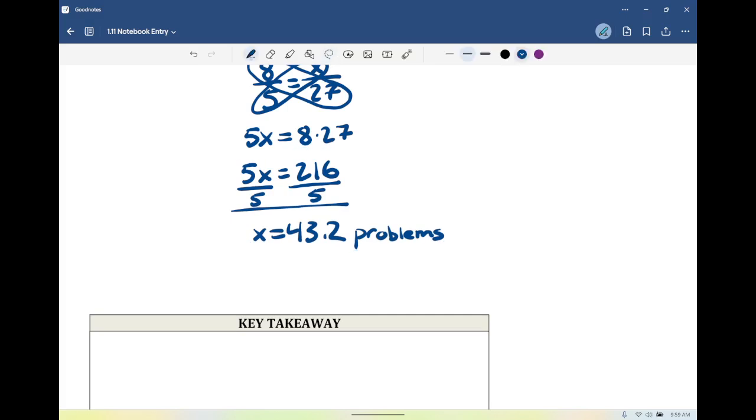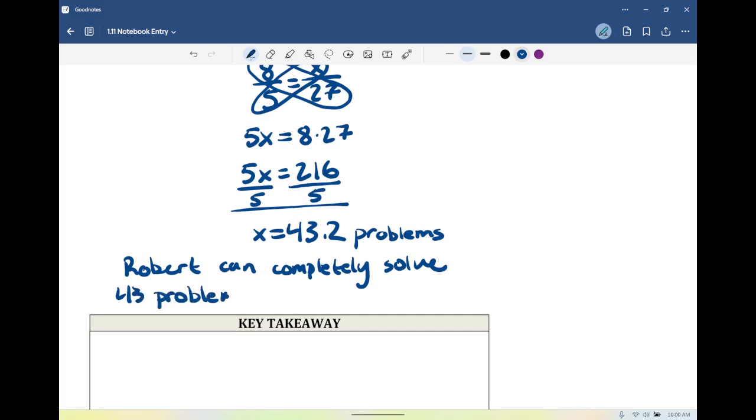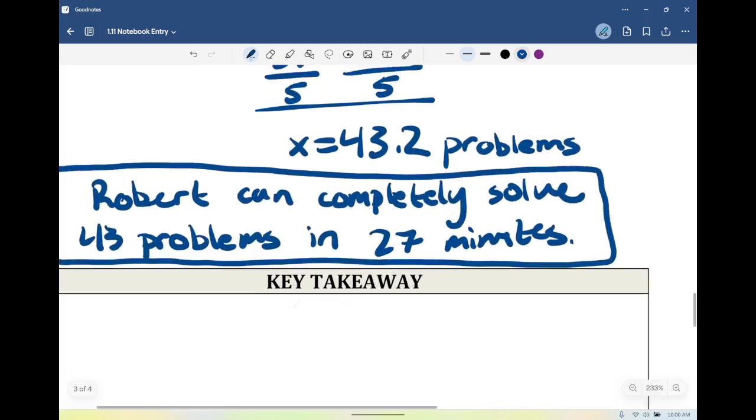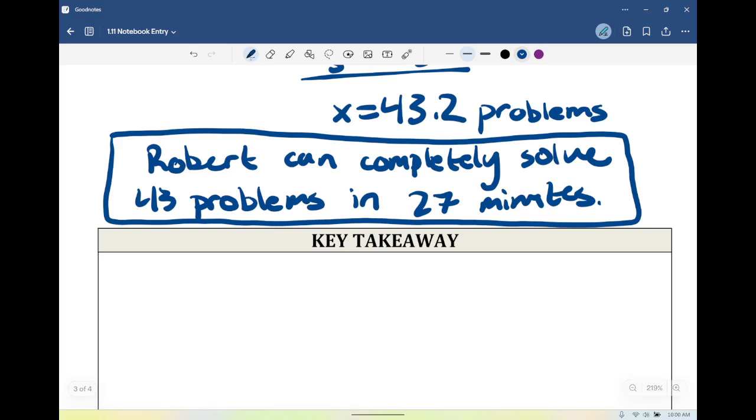because this is a word problem, we need to have this solution sentence. Robert can completely solve 43 problems in 27 minutes. There's our full and final answer. Now, I'll zoom in so it's a little bit easier to see.